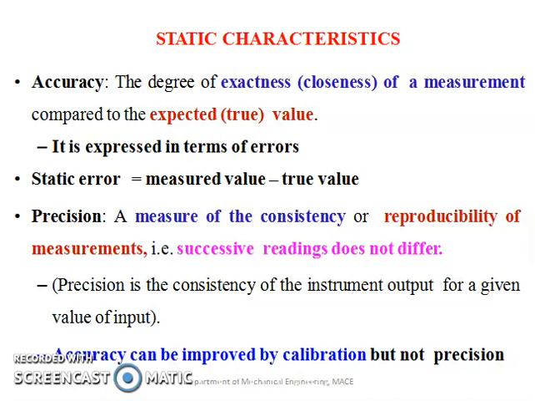Accuracy is the degree of closeness of the measured value to the true value, and it is expressed in terms of static error, which is equal to measured value minus true value, whereas precision is the measure of reproducibility of an instrument, or how the successive readings come close together. Accuracy can be improved by calibration, but precision cannot be improved by calibration.